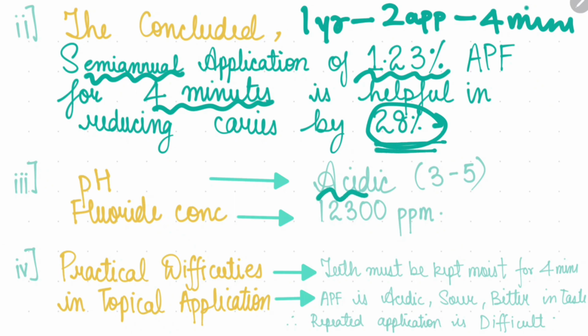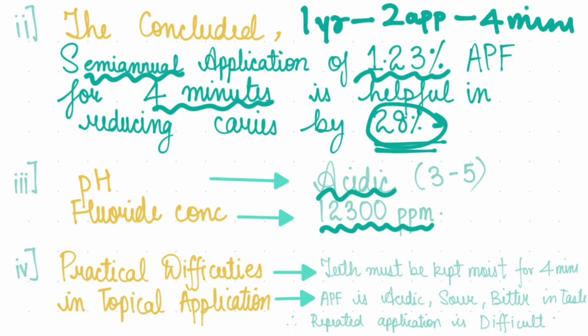Now the pH of APF is acidic and the fluoride concentration is 1.23%. Also we can write it as 12300 ppm. Now what is the practical difficulty in topical applications?